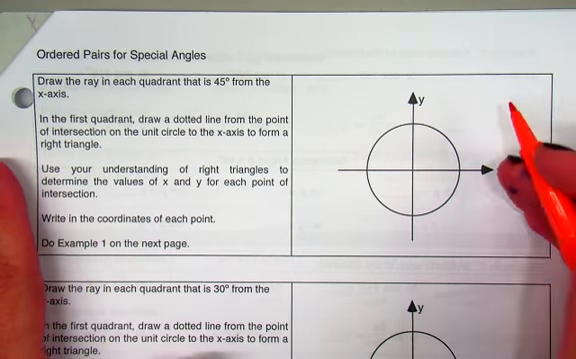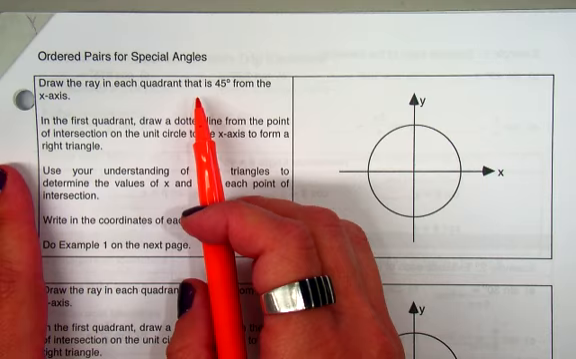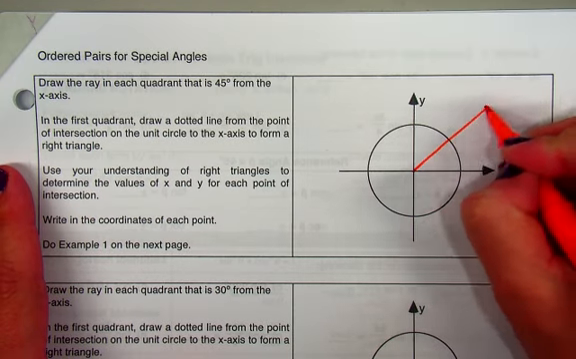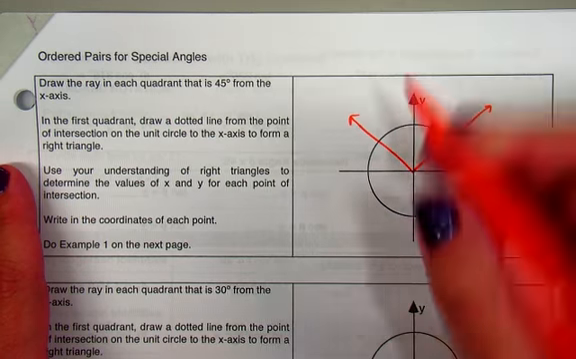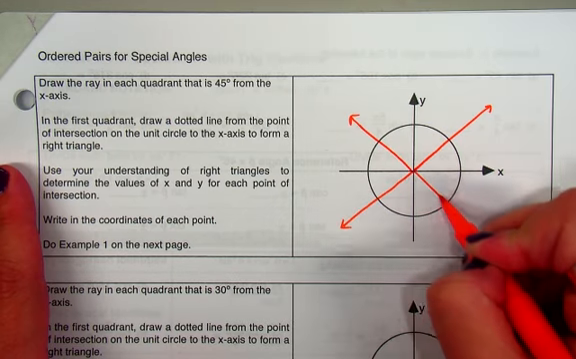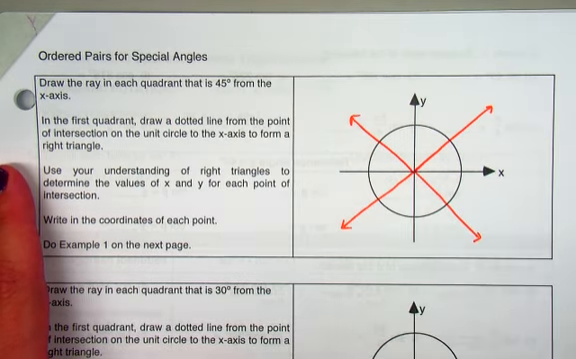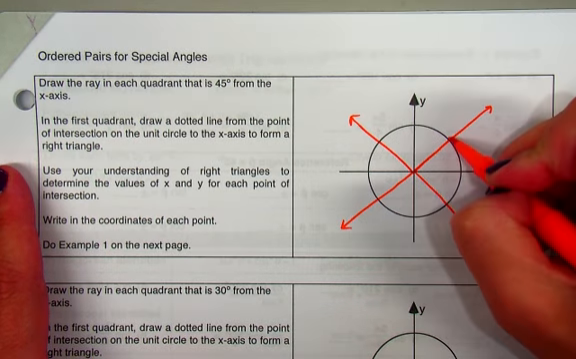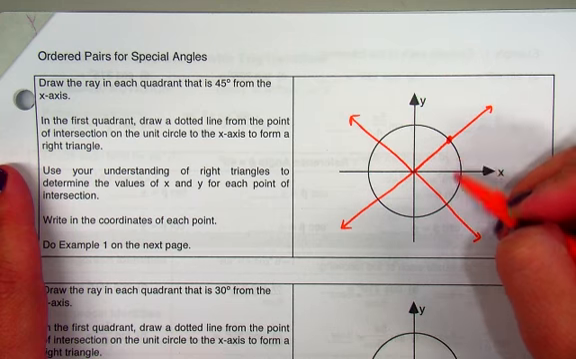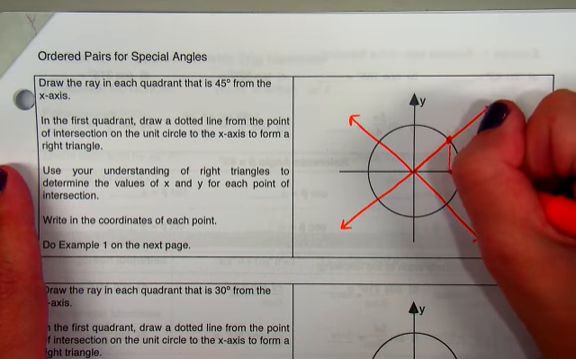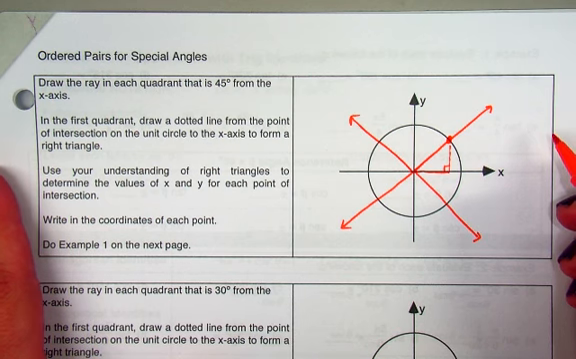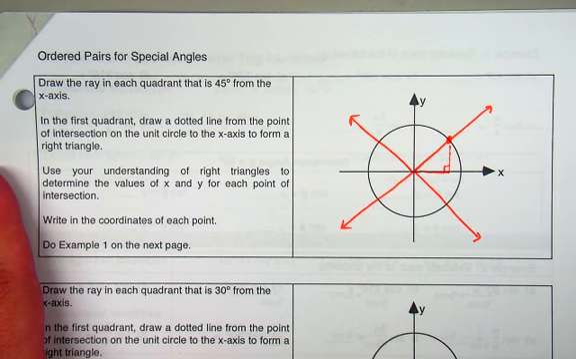All right, so let's start with 45s. Draw the ray in each quadrant that is 45 degrees from the x-axis. So it's just here, here, here, and here. Okay? In the first quadrant, draw a dotted line from the point of intersection on the unit circle to the x-axis to form a right triangle. Good? Use your understanding of right triangles to determine the values of x and y for each point of intersection, and write in the coordinates of each point.